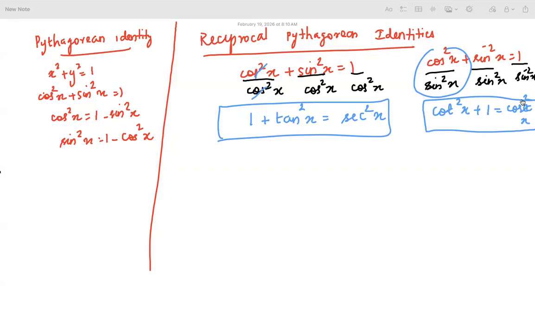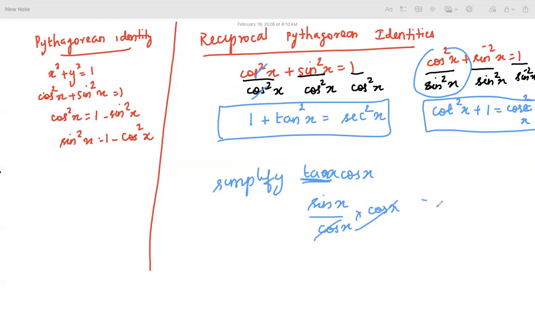Now we studied Pythagorean identities and reciprocal Pythagorean identities. We can use these to simplify expressions very easily. They give you some trigonometric expressions, and you can use these identities to simplify them. Let's say they give you tan x cos x and ask you to simplify. Tan x can be written as sin x by cos x, times cos x. So this simplifies to sin x. Any questions on that?